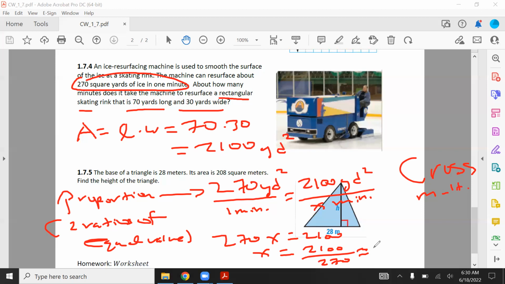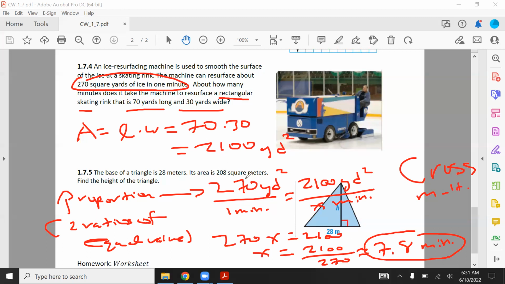It looks like it takes 7.8 minutes, which actually kind of makes sense because when I've been to hockey games, it usually takes about 10 minutes. So usually they do it during the intermission between periods to make sure the ice is nice and smooth for the hockey players to come out and skate again and beat each other up on the glass. Anyway, yeah, so about 8 minutes or 7.8 minutes.